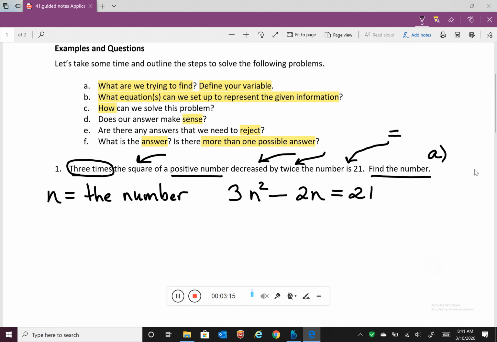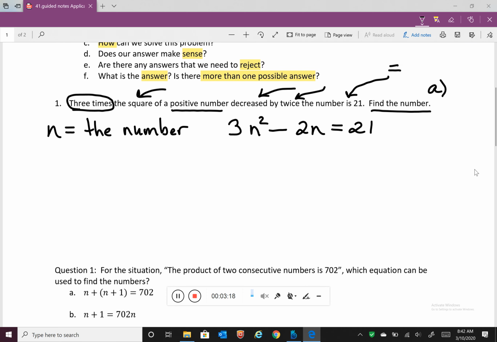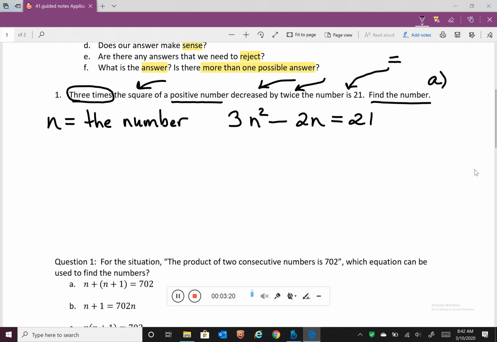With solving quadratic equations, there are a lot of different methods, and a method that we have talked about is factoring. So let's see if this is factorable by first setting it equal to 0 by subtracting 21. Notice our leading coefficient is 3, our b is -2, and our constant is -21. We do not have a common factor, so there's nothing we can factor out that each term has in common.